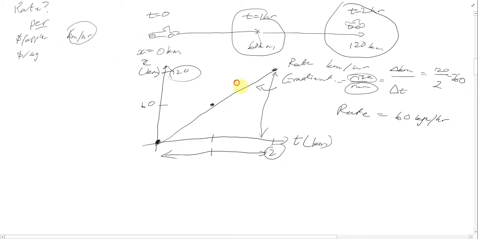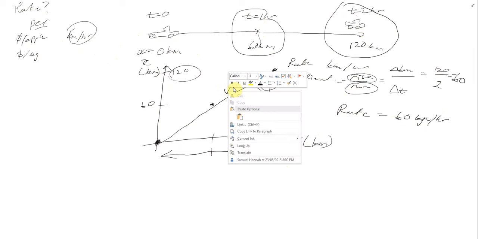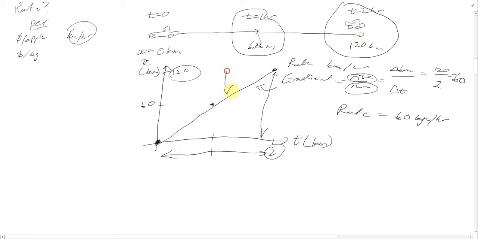Okay, so you can also notice that our rate, or the speed this person's traveling, is constant. And we know this because our line is linear. So we know that this line here is linear, which means a constant rate is happening. Constant rate for a linear line. So you can see that the gradient along that entire line is always the same.